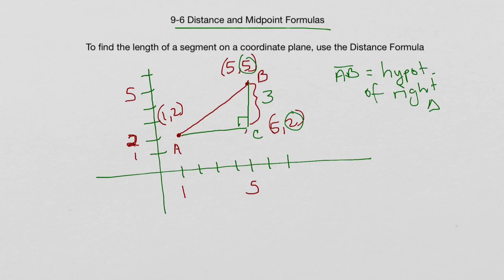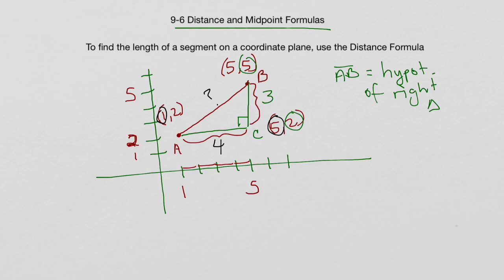Then if we want to find this, we could also count. We could say it's 1, 2, 3, 4, or we can just take the coordinates, this 5 right here, and subtract 1, the x-coordinates, and we know that that distance right there is 4. So we basically have a triangle that has a side of 3 and a side of 4, the two legs, and we're asking what is the length of the hypotenuse.